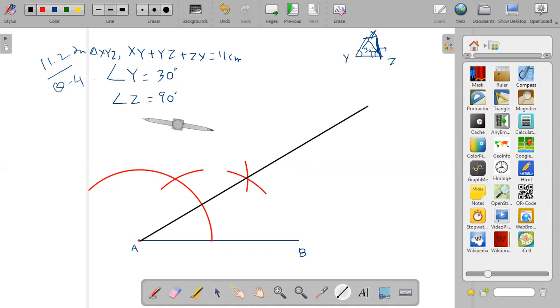Okay, so on the left side we will draw 30 degrees. So we need a bigger line. 30 degrees. Then on the right side you have to draw 90 degrees. Here you have to draw 90 degrees. You know how to draw the 90 degrees.